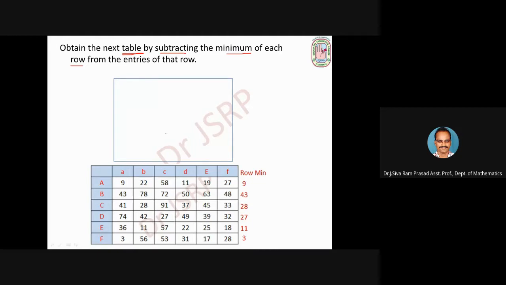So take this raw table. First subtract 9 from first row. So 9 minus 9, 0. 22 minus 9, 13. 58 minus 9, 49. 11 minus 9, 2. 19 minus 9, 10. 27 minus 9, 18.